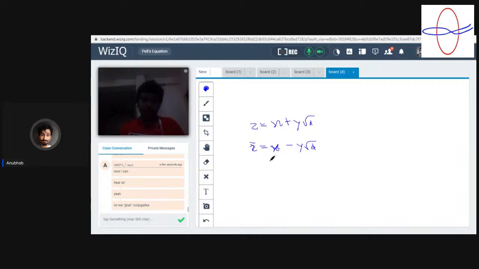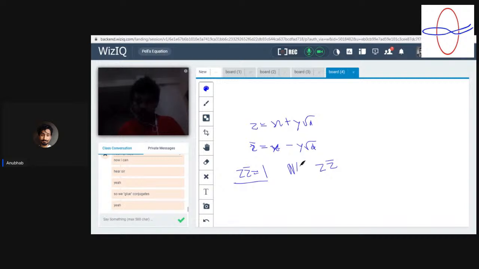Now from this definition, what do we see? We want to find all numbers z such that z times z bar, which is basically x square minus d y square, is 1. We want to find all solutions of this equation. Now, this quantity actually has a name. This z times z bar is called the norm of z. We write it as N of z.